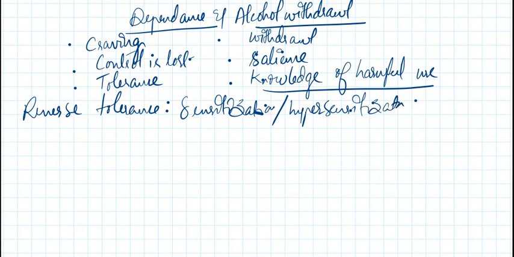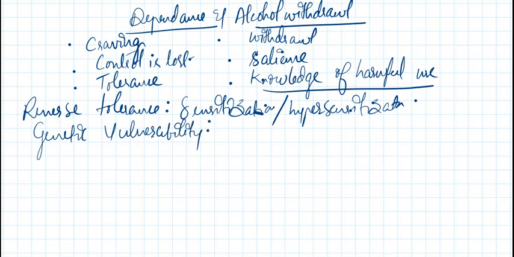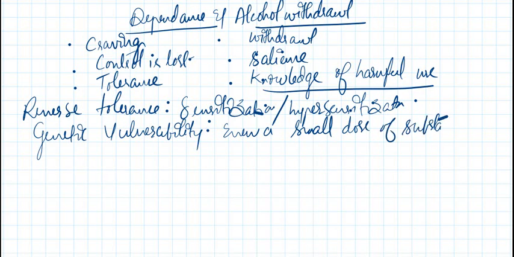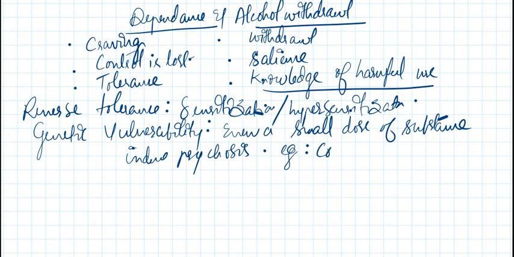There we can also see some sort of genetic vulnerability. What is meant by that? Even a small dose of a substance can induce psychosis. Can you tell me one example? It's cocaine, simple cocaine.